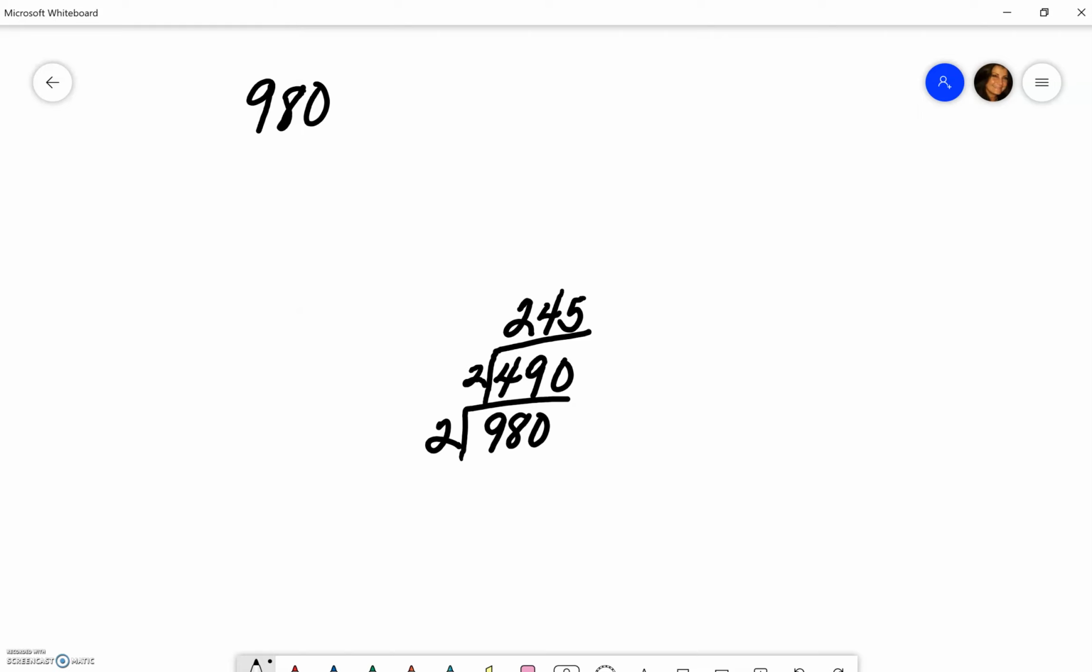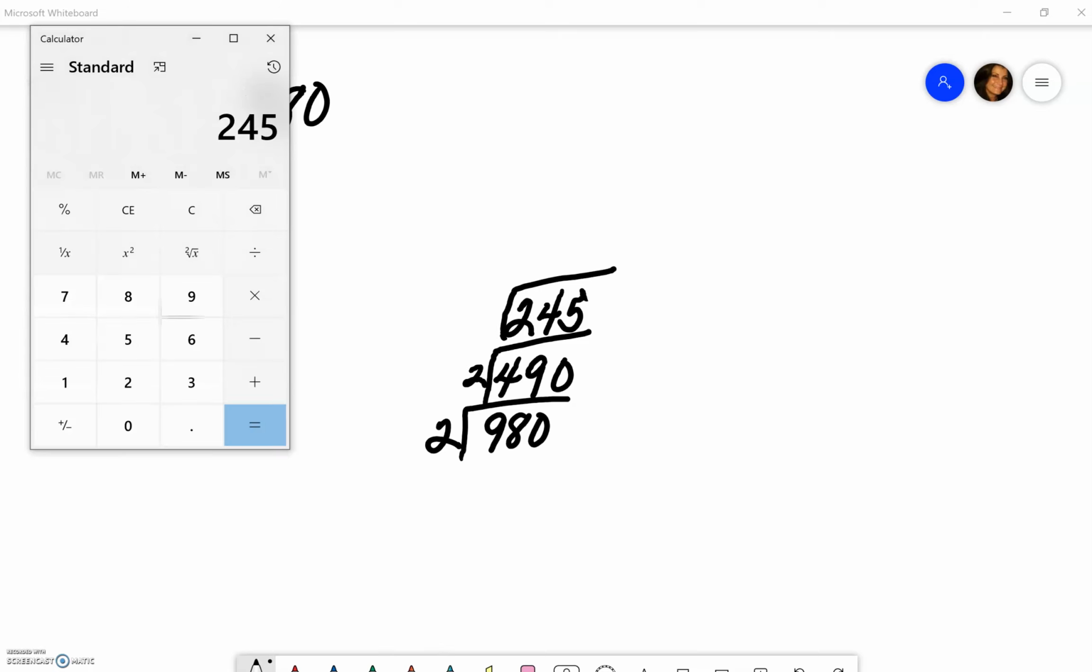245. Now I think of 5, because with 5, your answer is either going to end with a 0 or a 5. And I see I have a 5 there. I could have done that previously, but I'm going to try it anyhow, because I'm no longer on an even number. So I'm going to plug in 245 divided by 5, and it's 49.